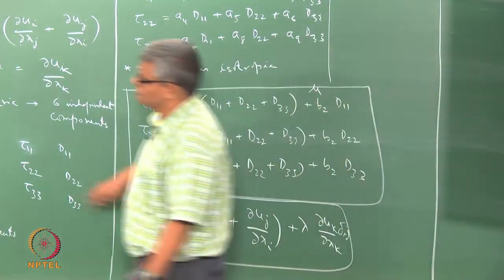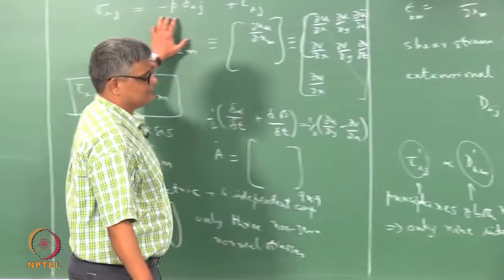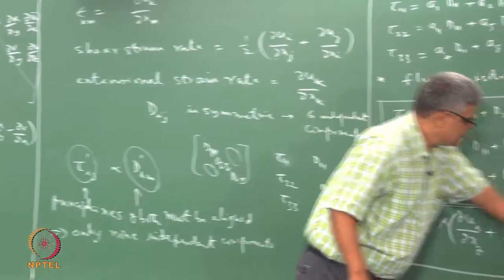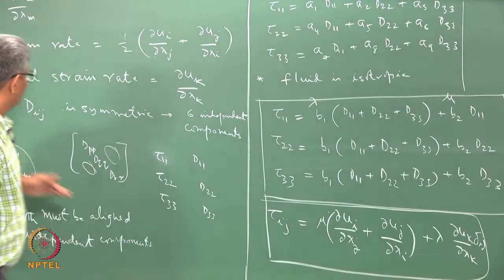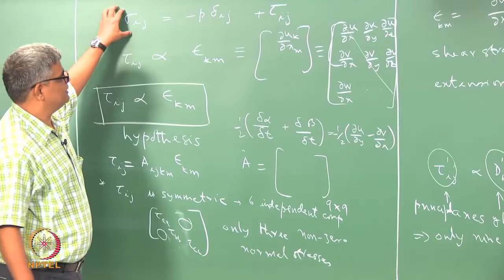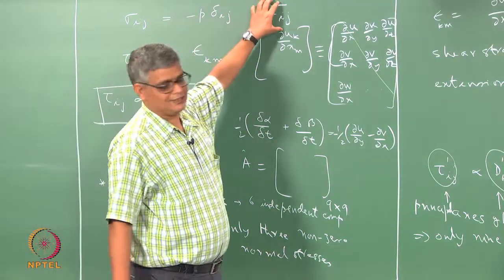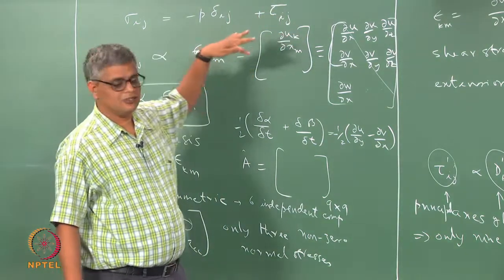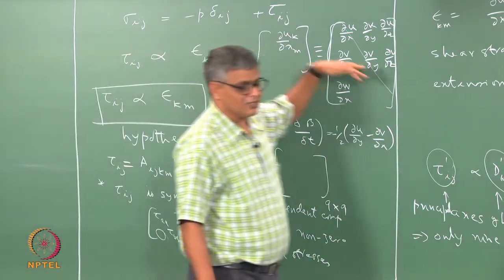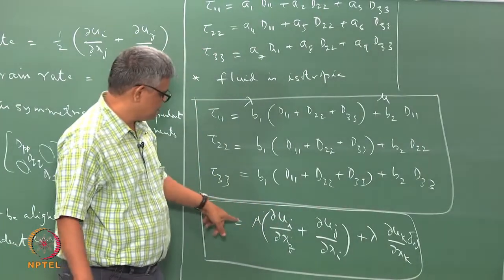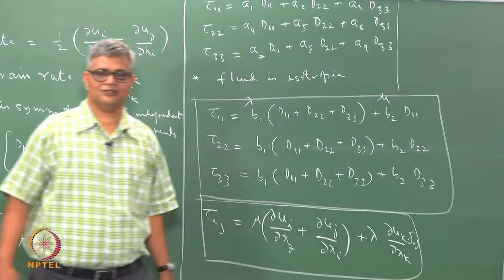So this relation now can be substituted into this, and that gives us minus p delta ij plus mu times this and lambda times this. And what we then have is that the stresses on this side are expressed in terms of pressure and velocity gradients. So velocity gradients are not new variables, and material properties, which are the two viscosity coefficients, the first coefficient of viscosity and the second coefficient of viscosity.